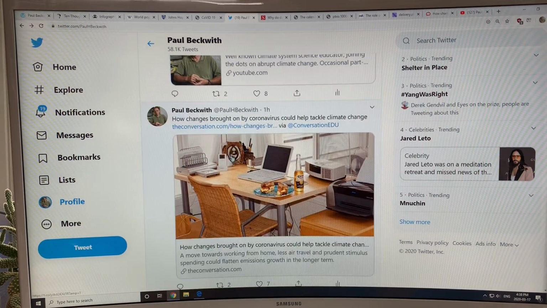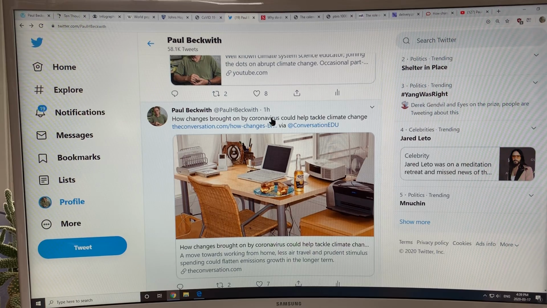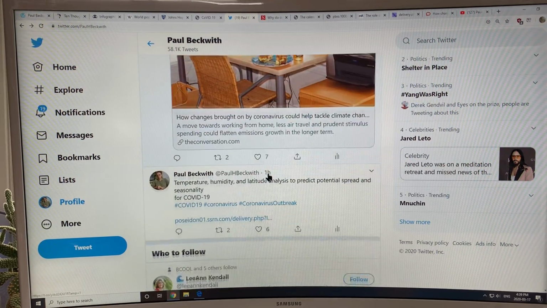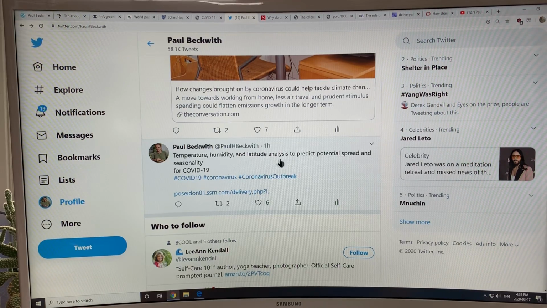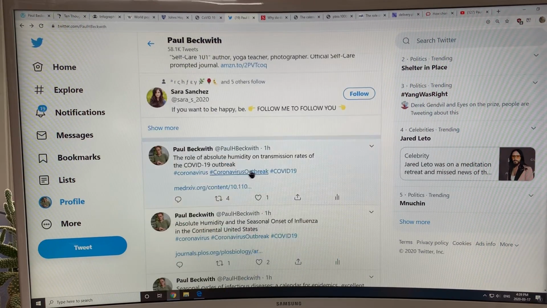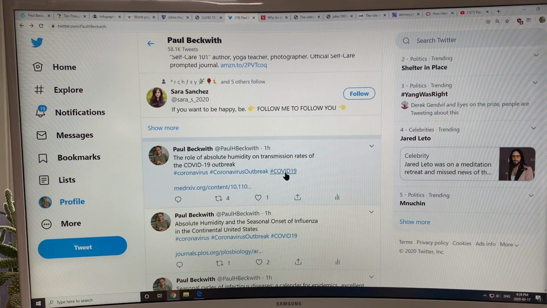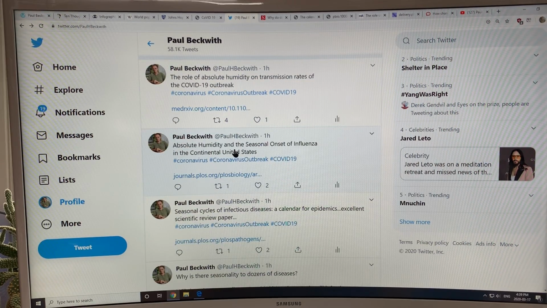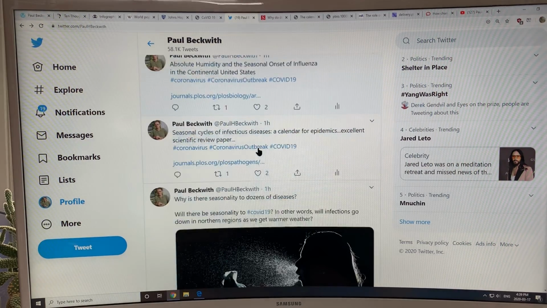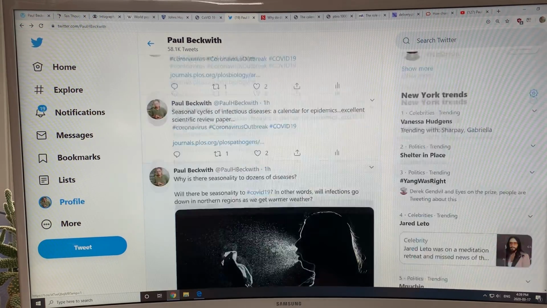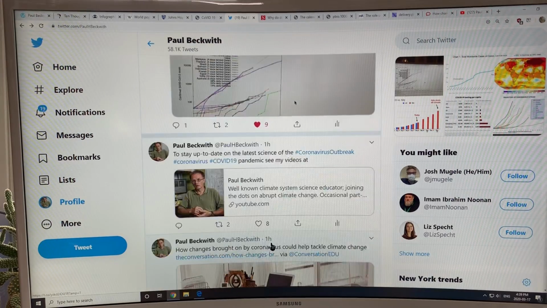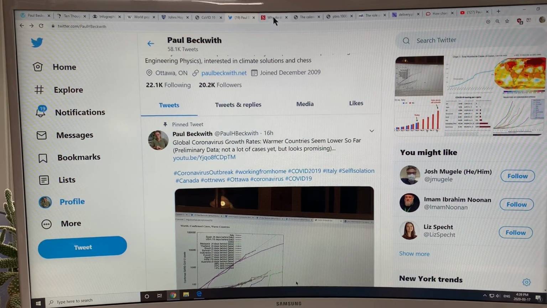Basically, how changes brought on by coronavirus can help tackle climate change, temperature, humidity, and latitude analysis to predict potential spread and seasonality, the role of absolute humidity on transmission rates, a study in the U.S. on influenza, seasonal variation, and a calendar on infectious diseases. And this is a great article on waxing and waning diseases with the seasons. Those are some of the articles that I'm going to discuss.